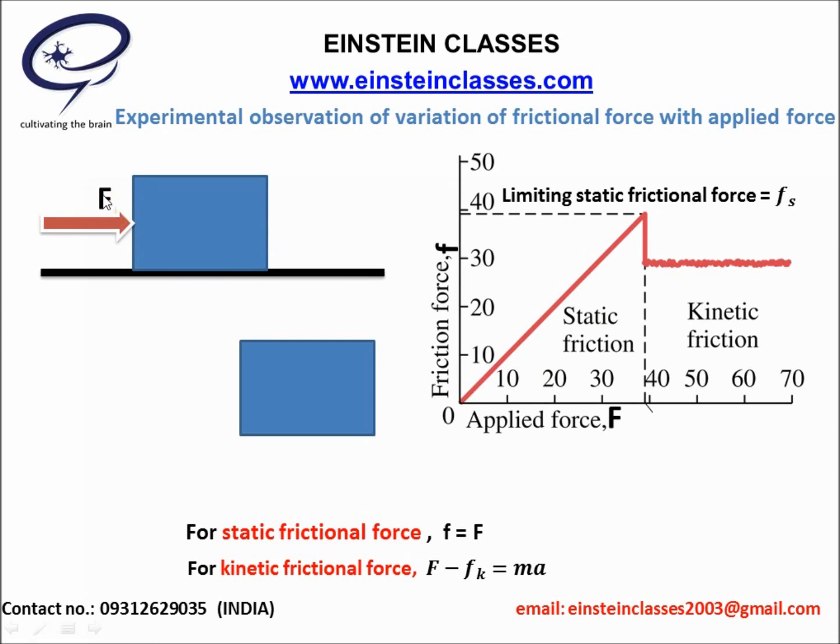Now you are going to apply an external force F. Due to the application of external force F, the tendency of motion or the possibility of motion of the block will develop towards right. Due to this, the frictional force will arise at the point of contact towards left. Now, by increasing the force F, after some magnitude of applied force F, the block will start the motion on the table. In that situation, the nature of the frictional force will be the kinetic friction, and that kinetic friction force will act towards left.